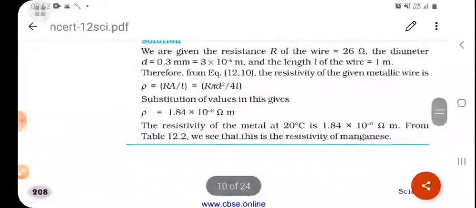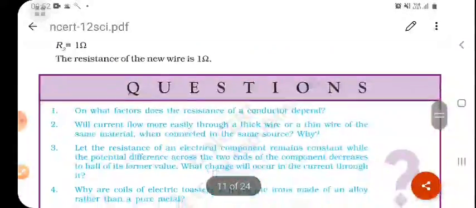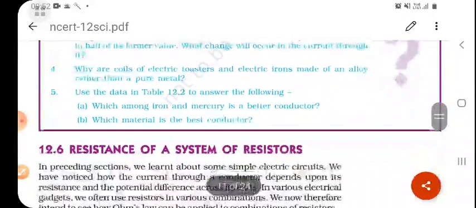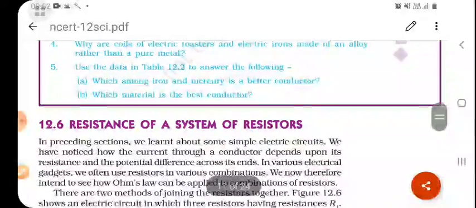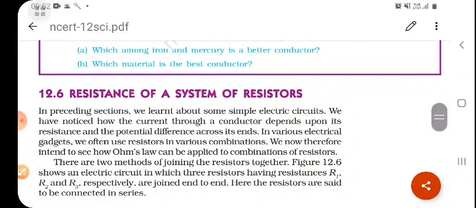Okay, in the next class we will discuss the combination of resistances, that is the series combination and parallel combination, that is the resistance of a system of resistors.